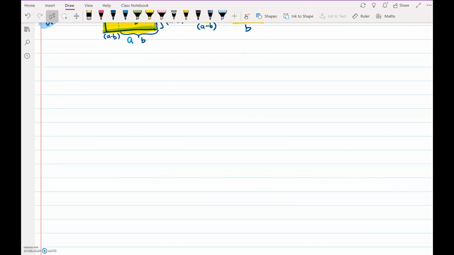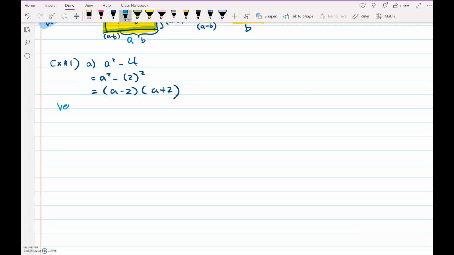Now, let's do an actual example and verify it, so we go backwards. In our classroom example, let's do number 1a, a squared minus 4. Very simple. Right away, you see that it is the same as a squared minus 2 squared. So we have (a minus 2)(a plus 2). Now let's go backwards just to verify, okay?